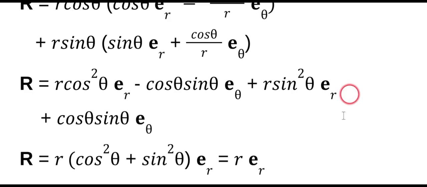You put them together and factor out an r. This is the identity, 1. So you just got r E_r. What the heck does that mean? A position vector expressed entirely in r and theta is just r E_r. Well, let's go look at it on a graph.